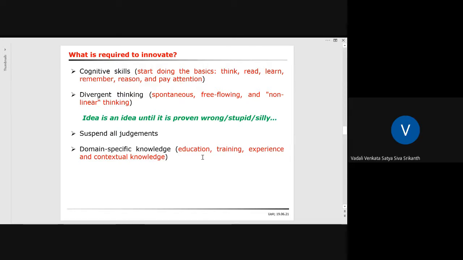Another important requirement to innovate is domain-specific knowledge. For that, we need to educate ourselves, train ourselves, gain experience and also gain textual knowledge. If you don't know anything about something which is required for your innovation, you need to gain the knowledge. There's no hurry to innovate and become famous or rich or start a company or something like that.